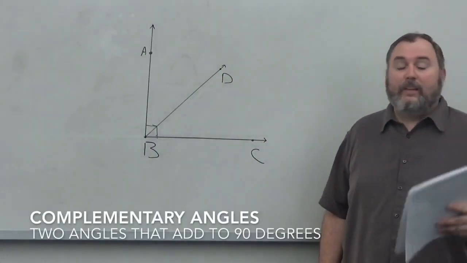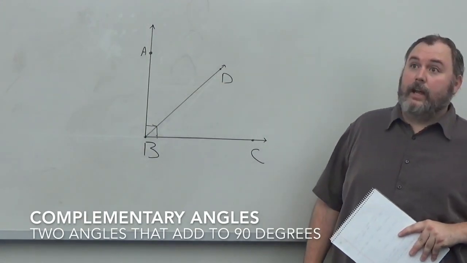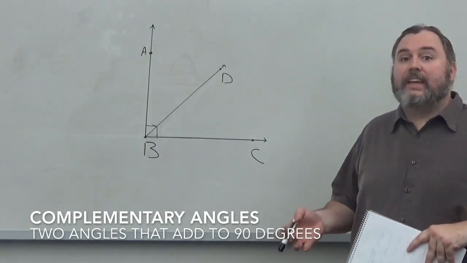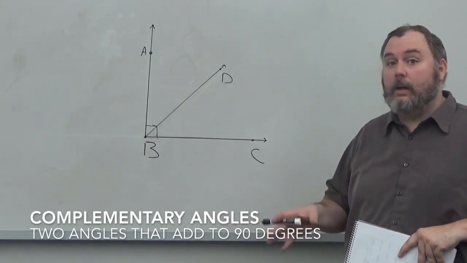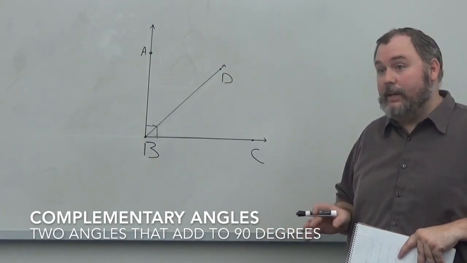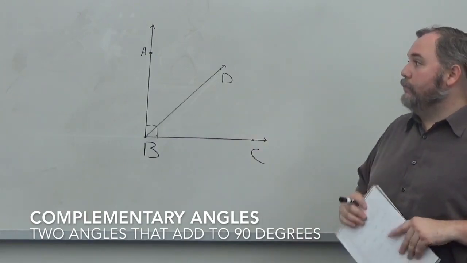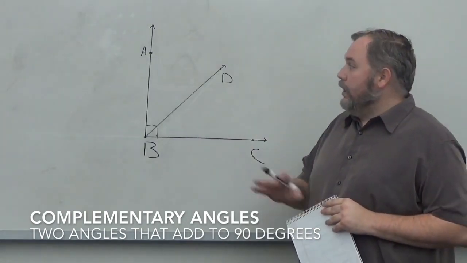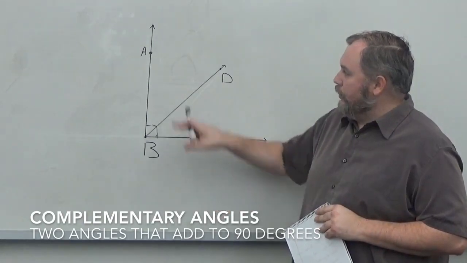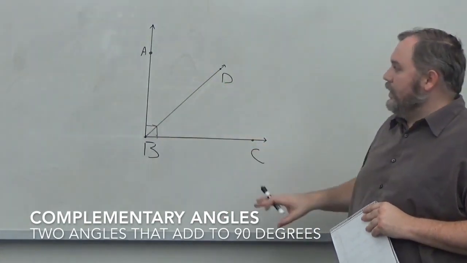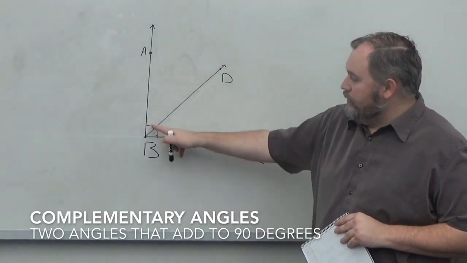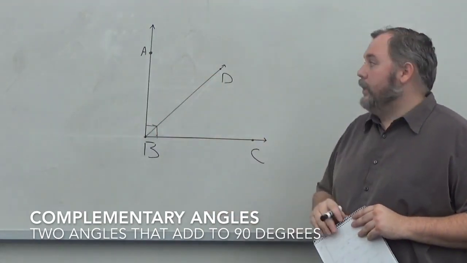Our next one that we're going to talk about is complementary angles. Complementary angles are basically when two angles add up to 90 degrees, where supplementary is 180, complementary is 90 degrees. So here we have two angles, okay? We know that when we add these angles together, which happen to be ABD and DBC, when they're combined, we get a 90-degree angle, which is shown right here.